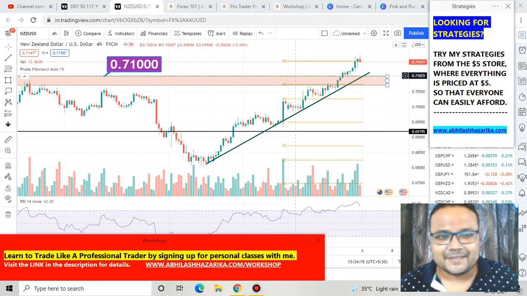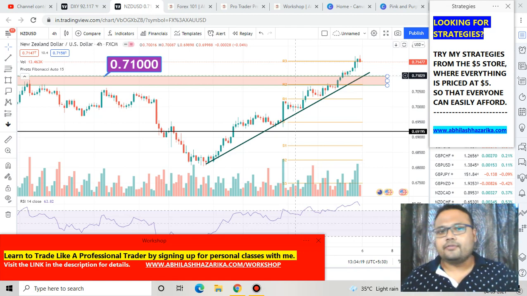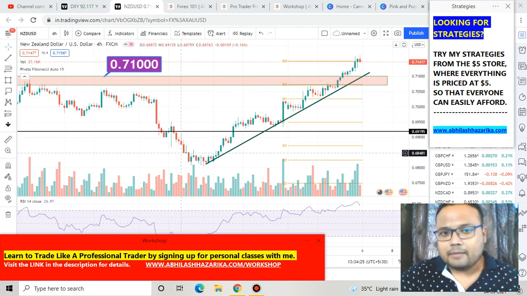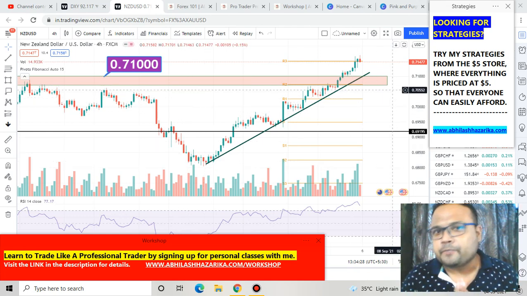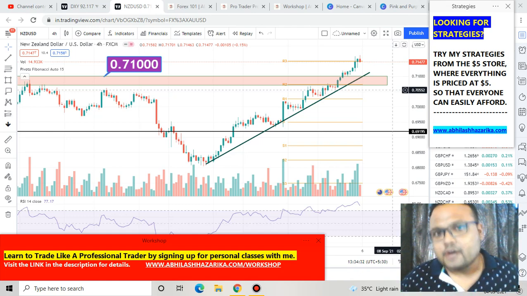So let's get started. This is the 4 hour chart of NZD USD in front of us right now, and as you can clearly see, the market is extremely bullish. You can see that this is a trending market with heavy buying pressure, and as we all know, the basic thumb rule of the market says follow the trend.